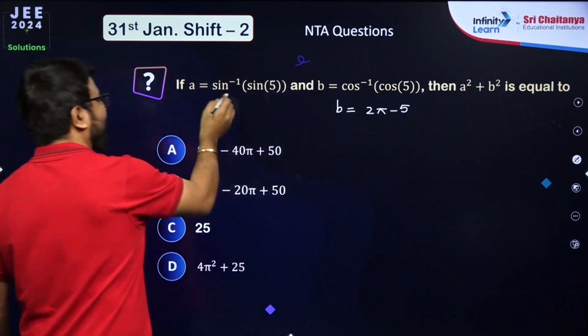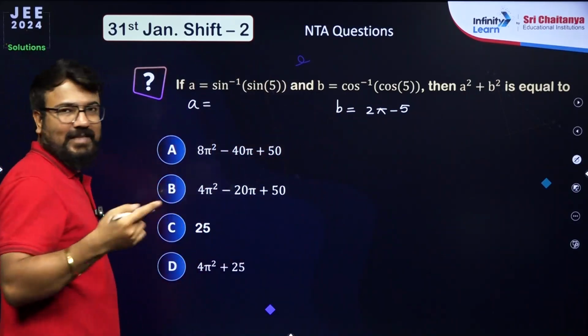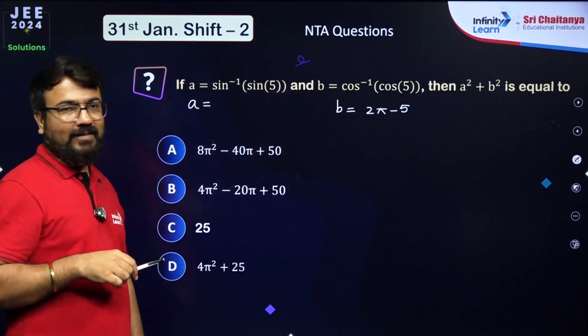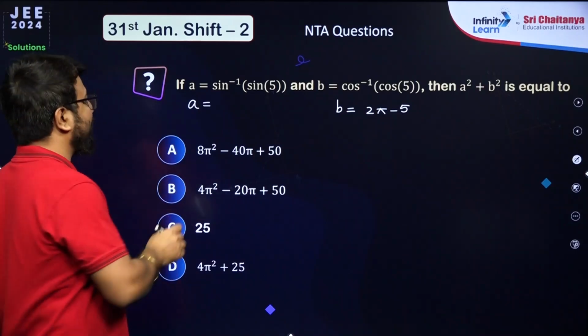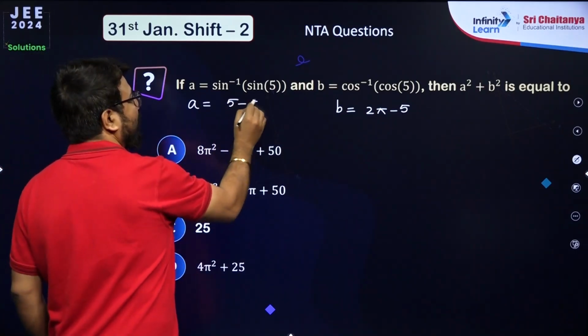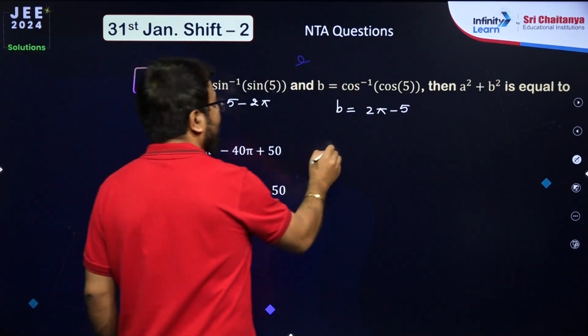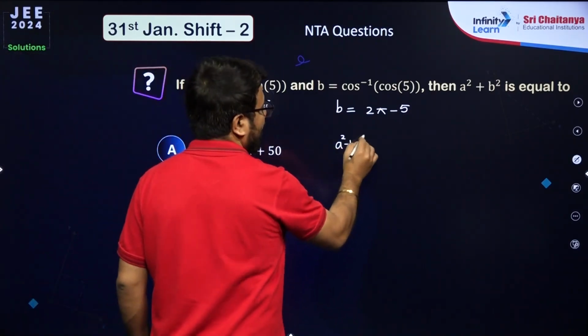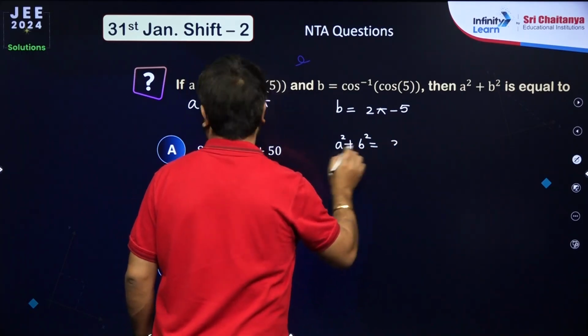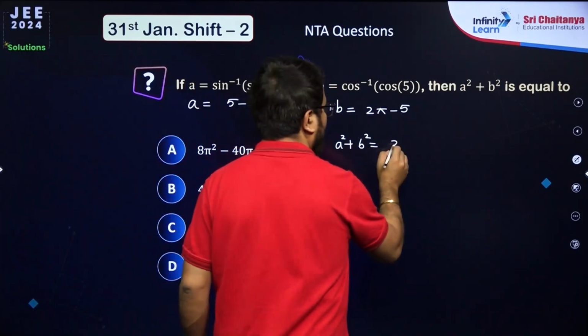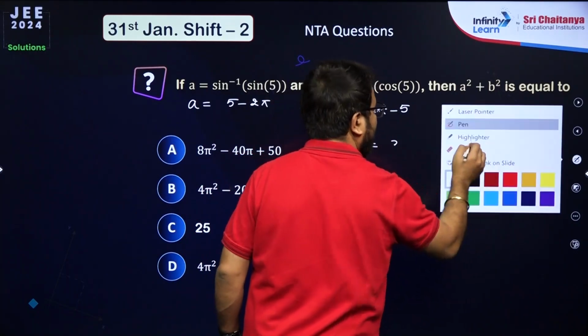Since you all know about the sine inverse sine x function, for sine inverse sine 5, it will be x minus 2 pi, so that is why it will become 5 minus 2 pi. They're asking us to get the value of a square plus b square. That means 5 minus 2 pi or 2 pi minus 5 whole square.